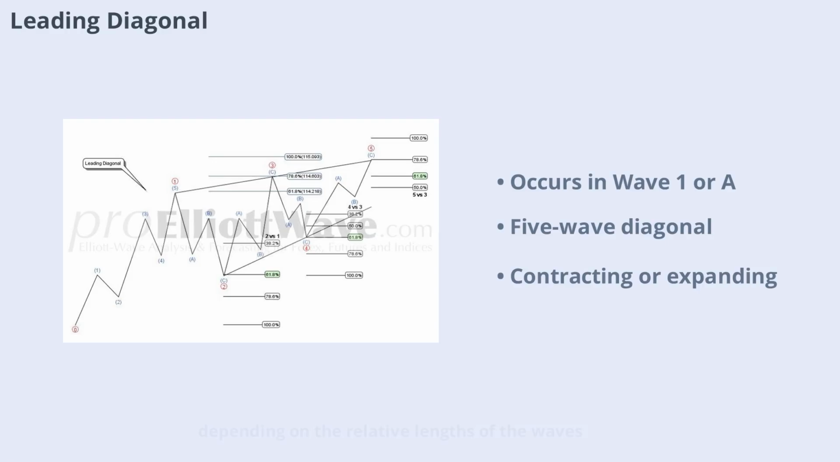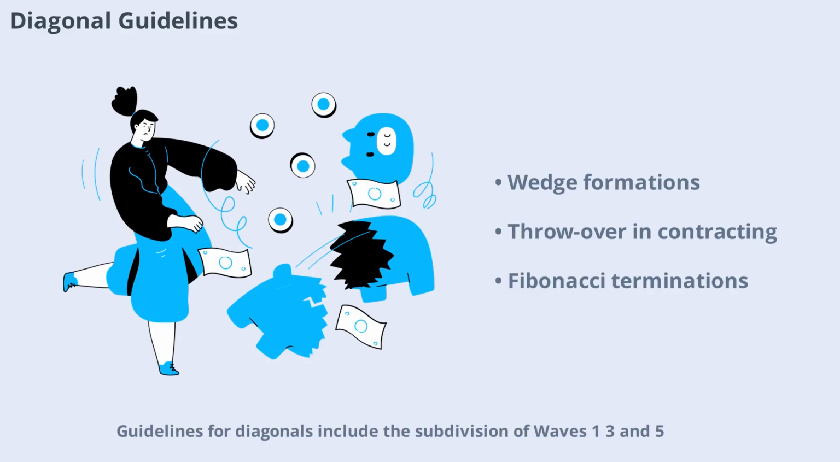Diagonals can be contracting or expanding depending on the relative lengths of the waves. Guidelines for diagonals include the subdivision of waves 1, 3, and 5, usually into zigzags but sometimes into impulses. If wave 1 is a leading diagonal, wave 3 is usually extended, connecting the ends of waves 1, 3, and 2 forms contracting or expanding wedges. In a contracting diagonal, wave 5 usually ends beyond the wedge line of wave 1, 3, known as a throw over. In an expanding diagonal, wave 5 stops just short of reaching the wedge line. Fibonacci counts can help identify possible wave terminations.